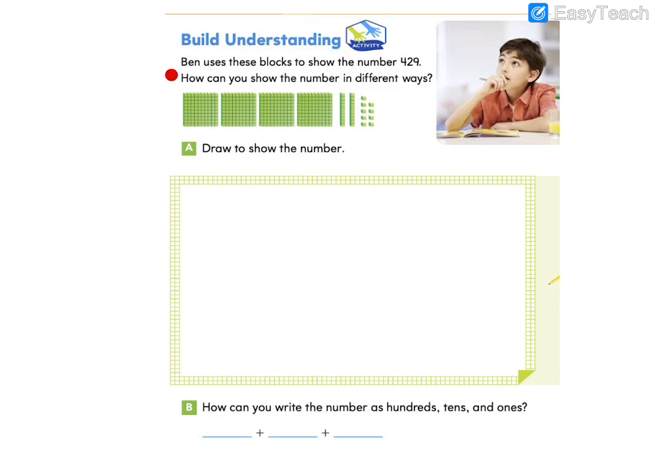Ben uses these blocks to show the number 429. How can we show the number in different ways? First, he wants us to draw the number. So let's think about it. We have 4 flats, 2 ten sticks, and 9 ones. So we can just represent that like we have been with our 4 hundreds, 2 tens, and 9 ones.